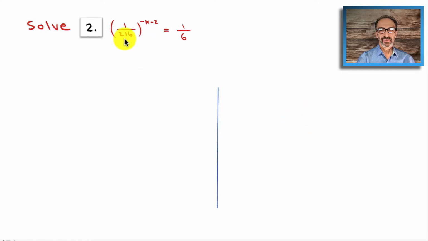Now we need to think about the 216 and 6. So we need to think about 6 as a common base. How many times do I need to multiply 6 by itself to end up with 216? Here we go. 6 to the power 3 is 216. You can double check. So I replace 216 with 6 to the power 3.